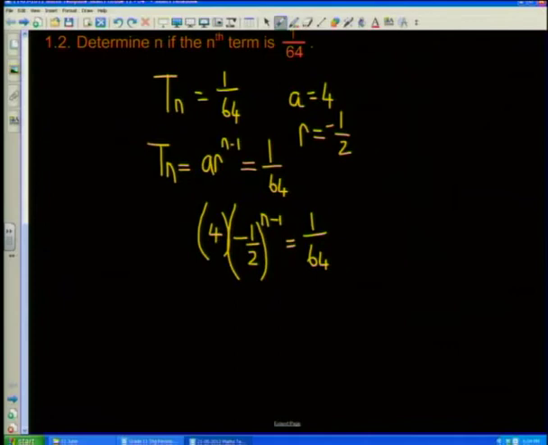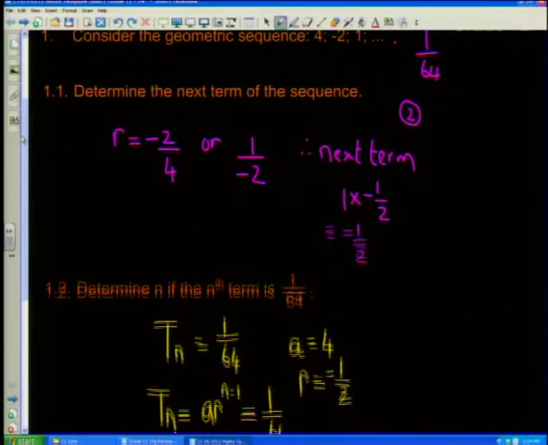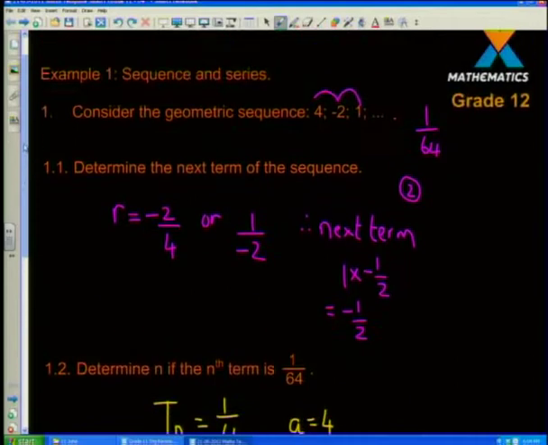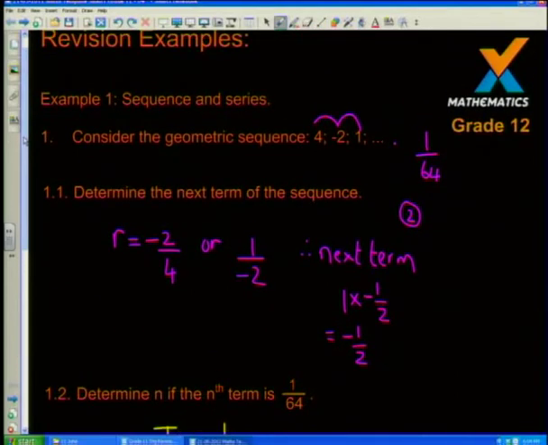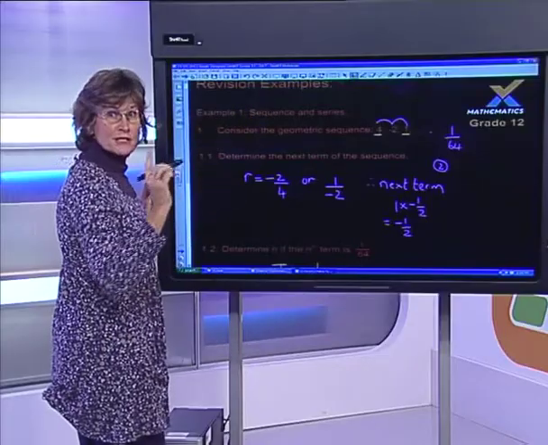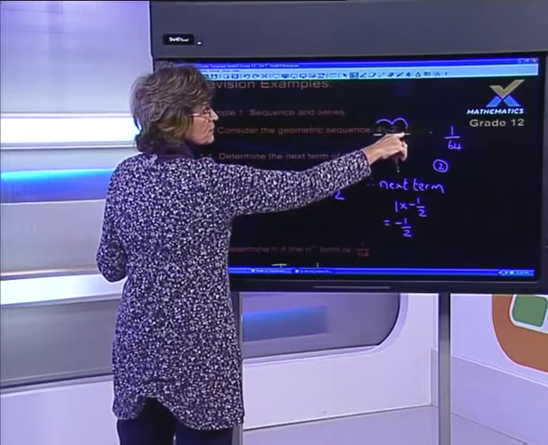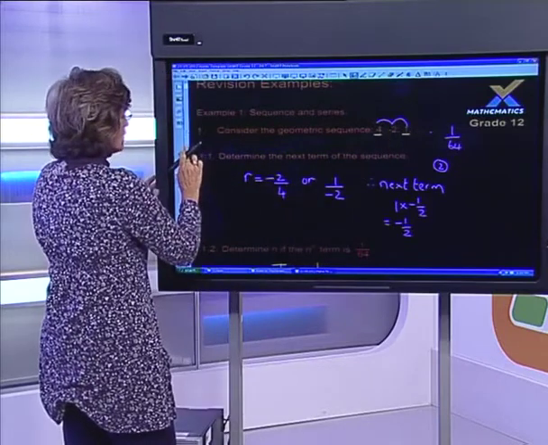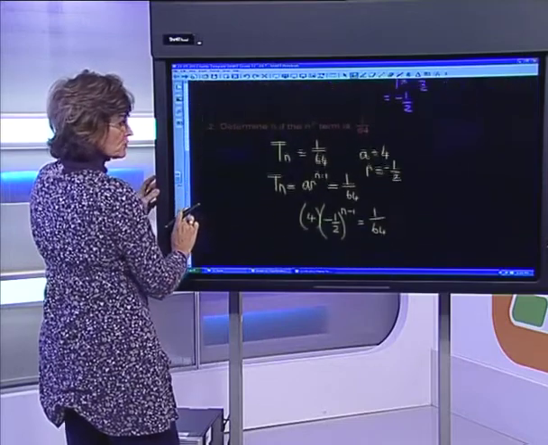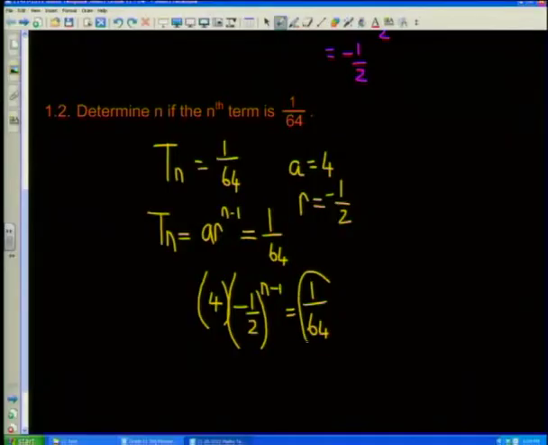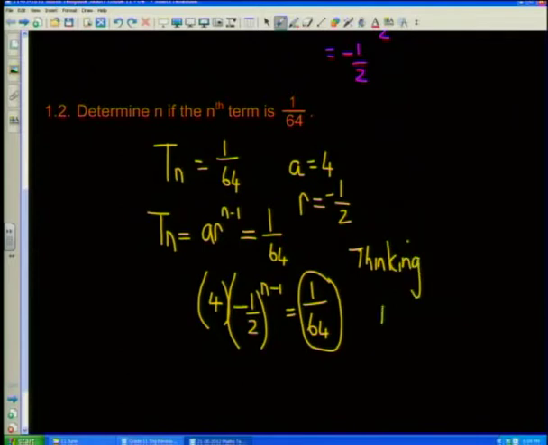When my candidates do mathematics, I like to ask them, what are you expecting? Can you see that every odd term is a positive number? The odd terms are positive and the even terms are negative. So if I'm trying to find out which term is 1/64, which is positive, I'm expecting n to be odd.